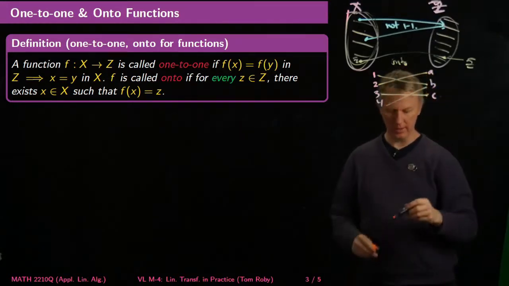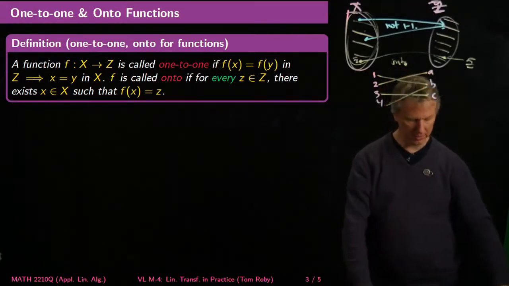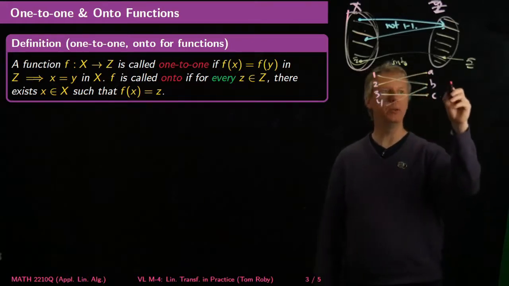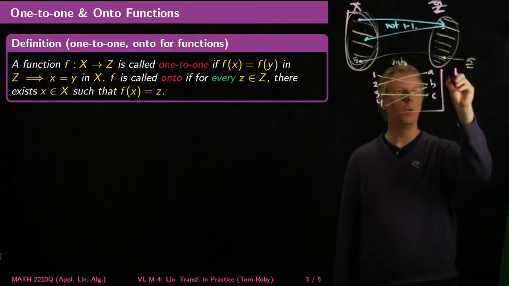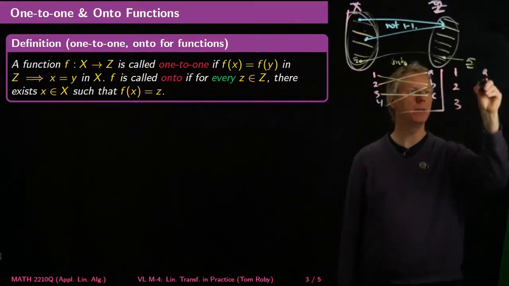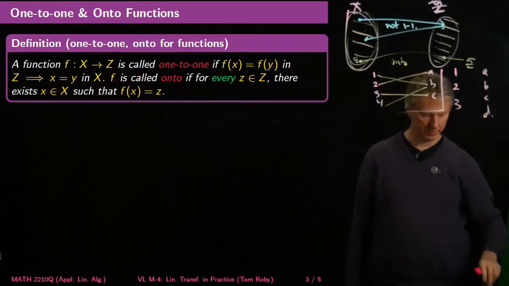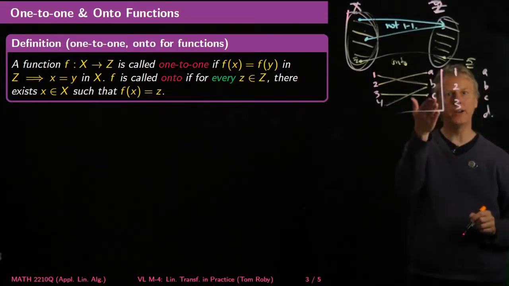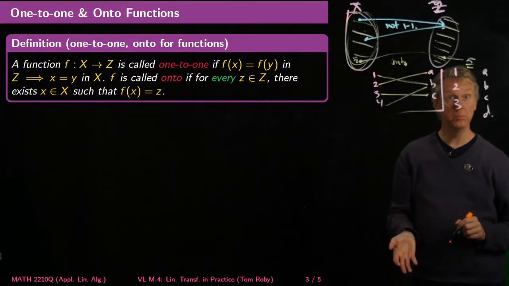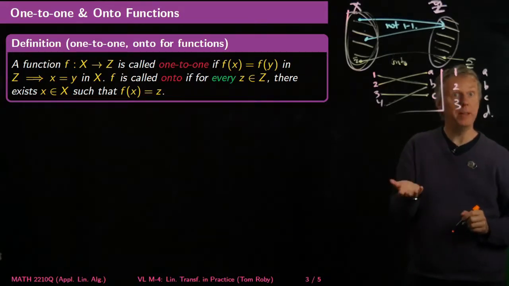Now another possibility would be maybe I've got 1, 2, and 3, and I'm mapping them to A, B, C, D. Now think about it for a minute. Could a function that does this be one-to-one? Could it be onto?